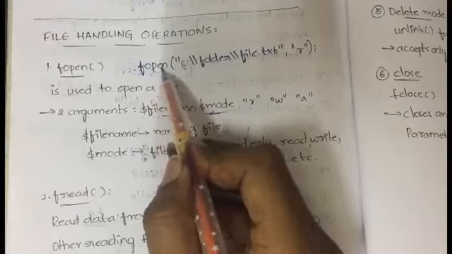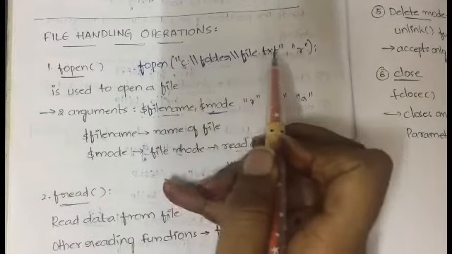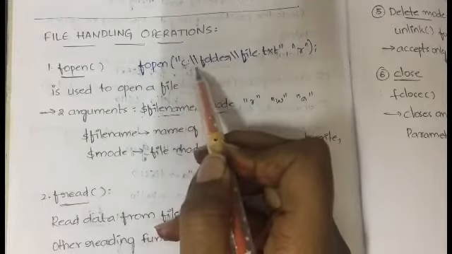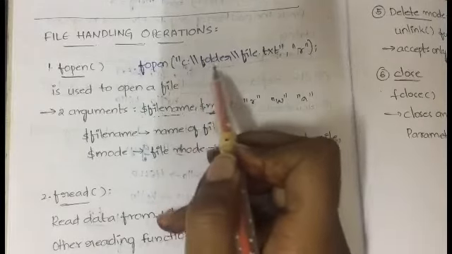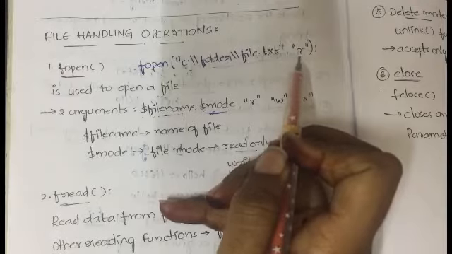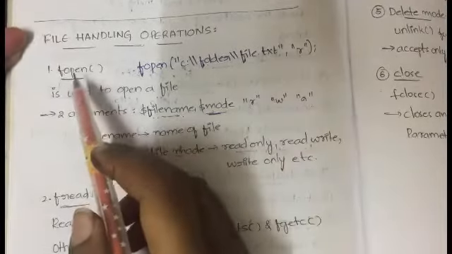See, fopen and the path C folder file.txt. This is the address of our file, nothing but the file name, the location at which it is located, and this r indicates the mode of operation. It is read only mode. Understood? So this is about fopen.